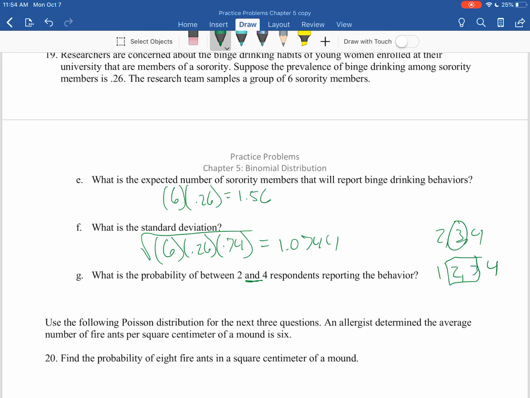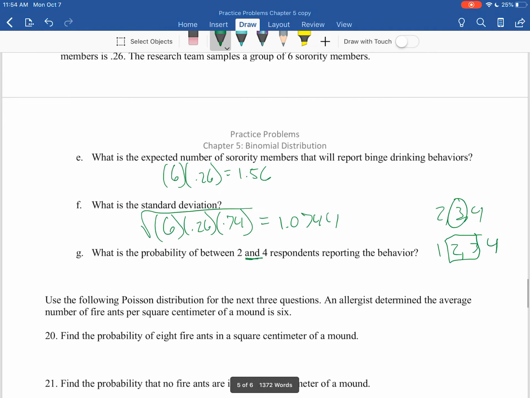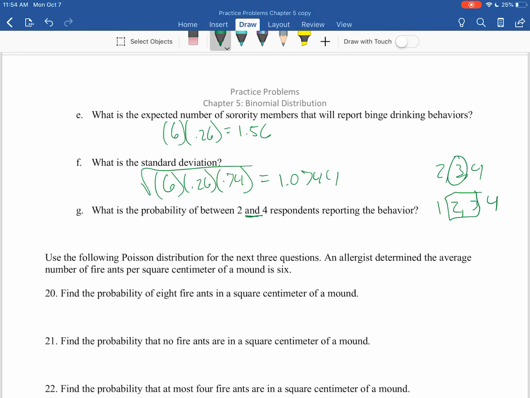Think of 2 and 4 as these bookshelves, and we want to know just about the book. We don't care about the bookshelf. So between 2 and 4, we're just looking at the value of 3. So our x value we're looking at is 3.